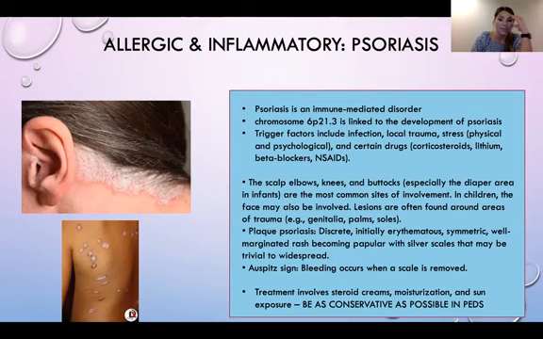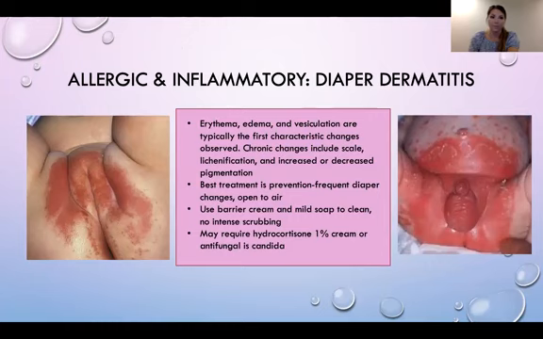Treatment for this involves steroid cream, moisturization, and interestingly enough, sun exposure. We want to be as conservative as possible with steroids in pediatrics, so just keep that in mind. We really only want to use it when it's severe and absolutely necessary.